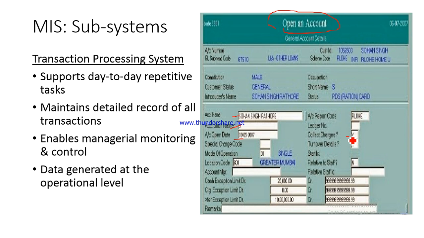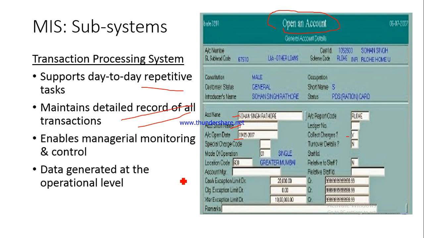Now this basically is number one, helping in the day-to-day repetitive tasks, and plus at the back end it will be keeping a record of all such transactions, all such accounts which have been opened up. It will keep a detailed record of that, and we'll find out how it is going to help the managerial personnel. So that we'll find out in the next slide, right?